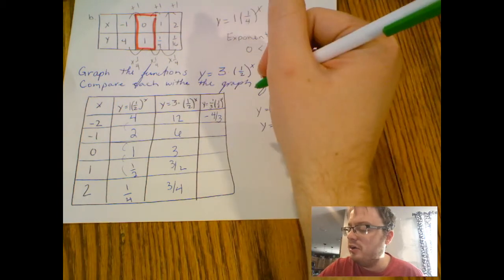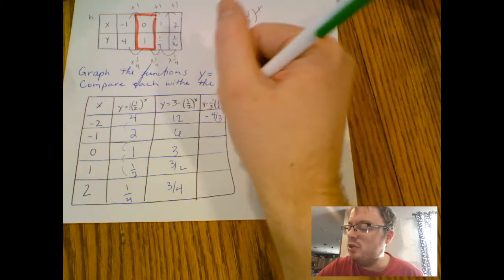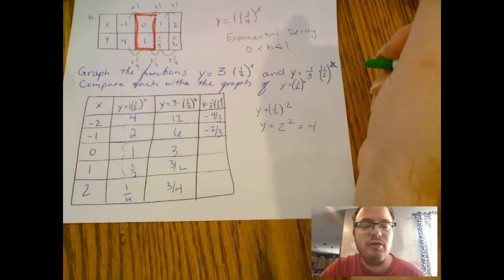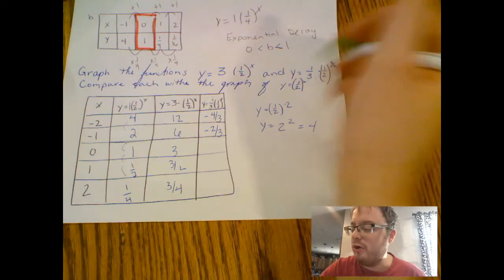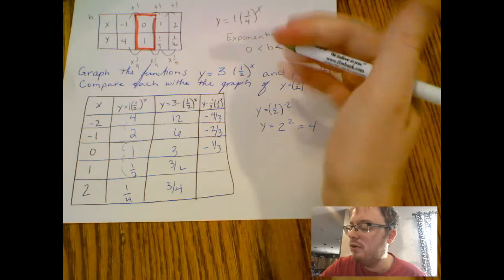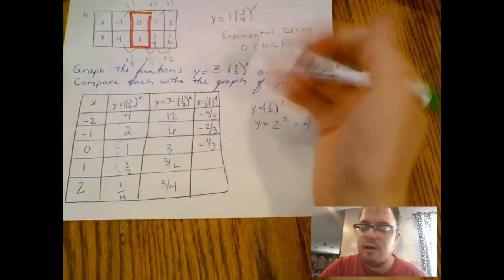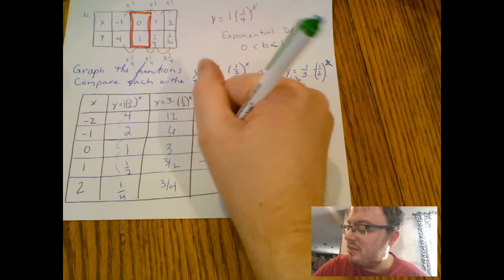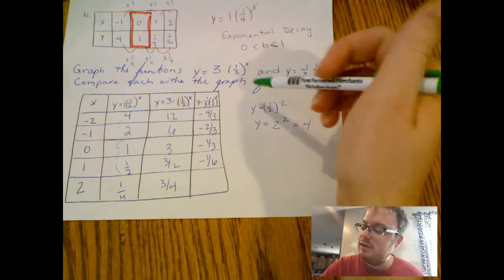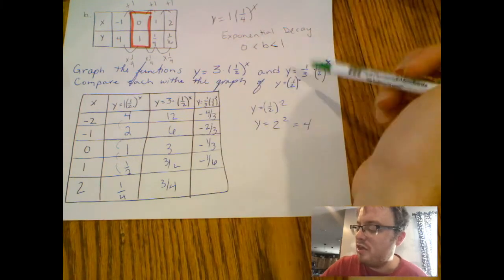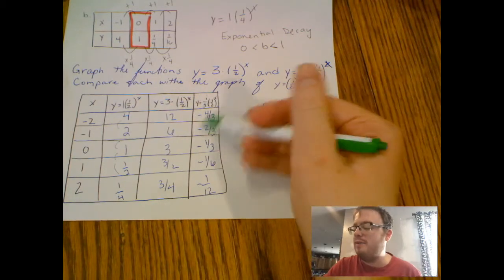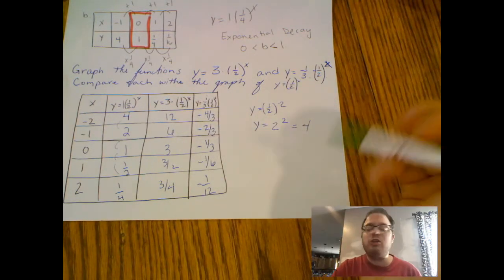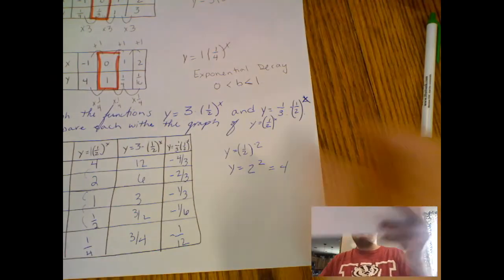2 times a third, that is 2/3, but I have to take the negative of it, negative 2/3. 1 times a third, that is 1/3. Take the negative of it, that's negative 1/3. 1/2 times a third, that is 1/6. Take the negative of it, that's negative 1/6. And then 1/4 times a third, that is 1/12. Take the negative of it, that is negative 1/12. And again, what's happening here is we are still multiplying by 1/2 each time. Okay?